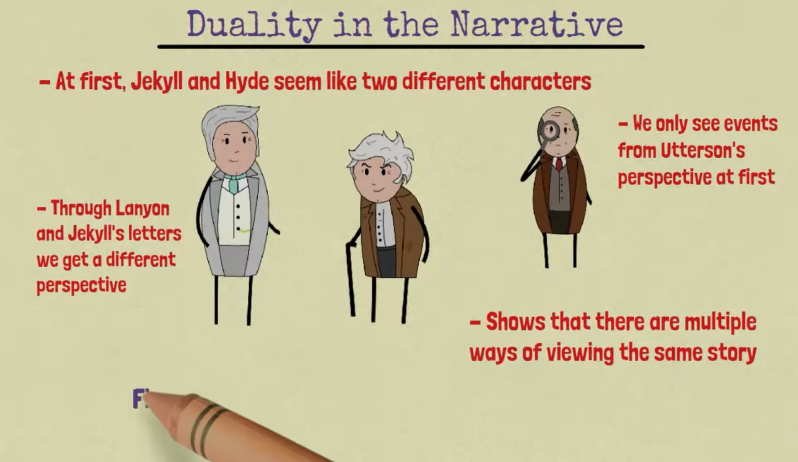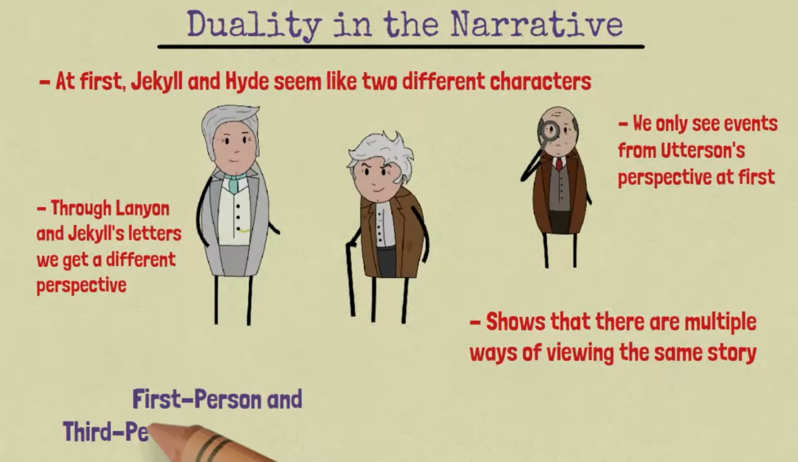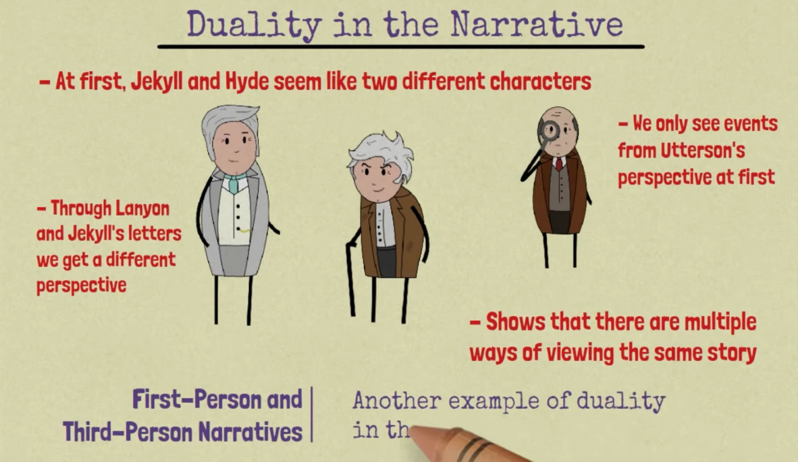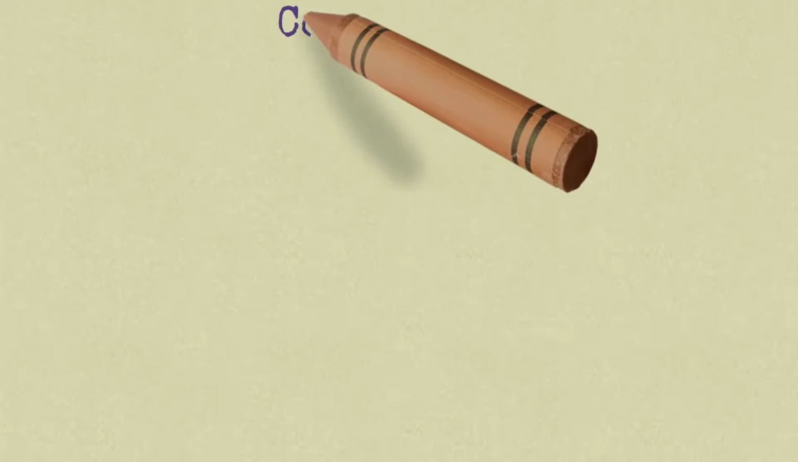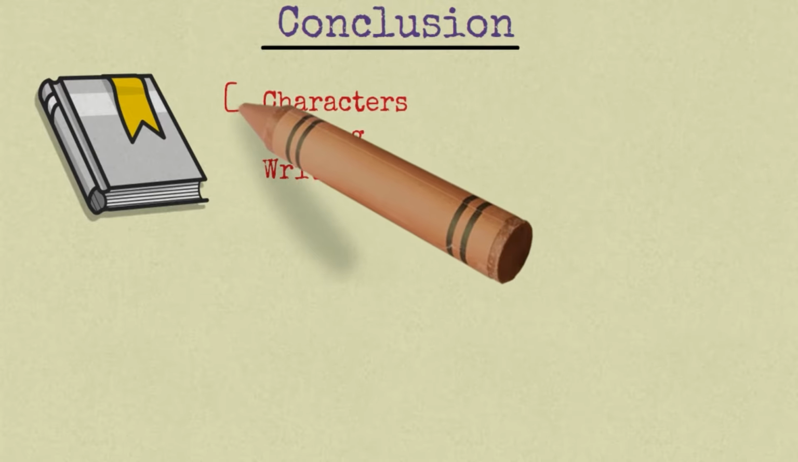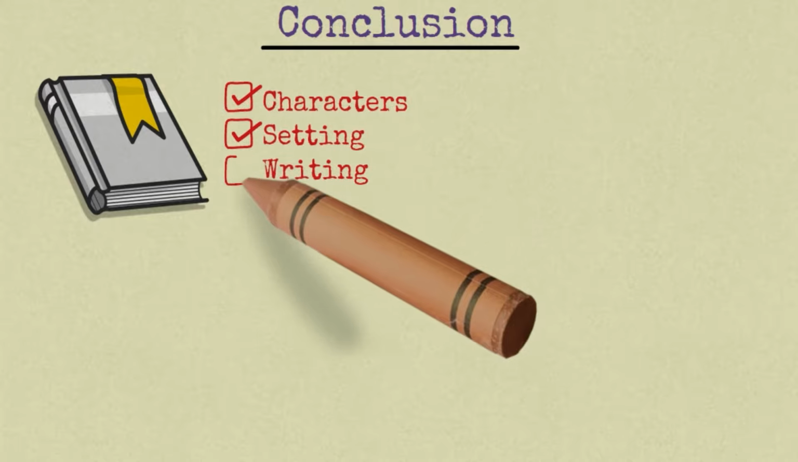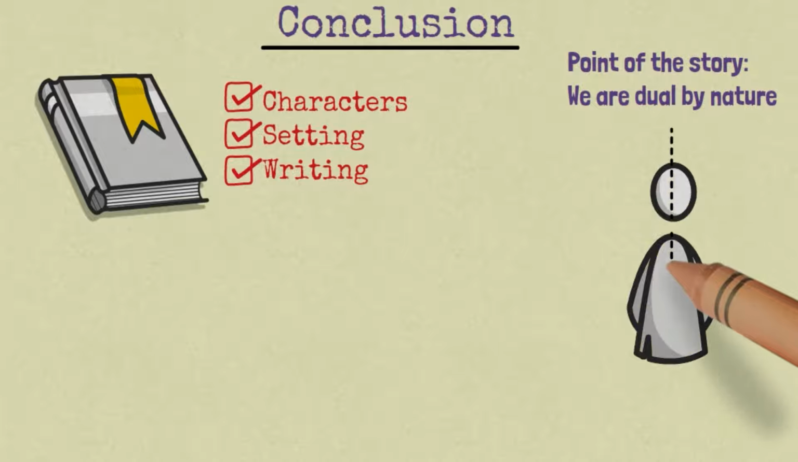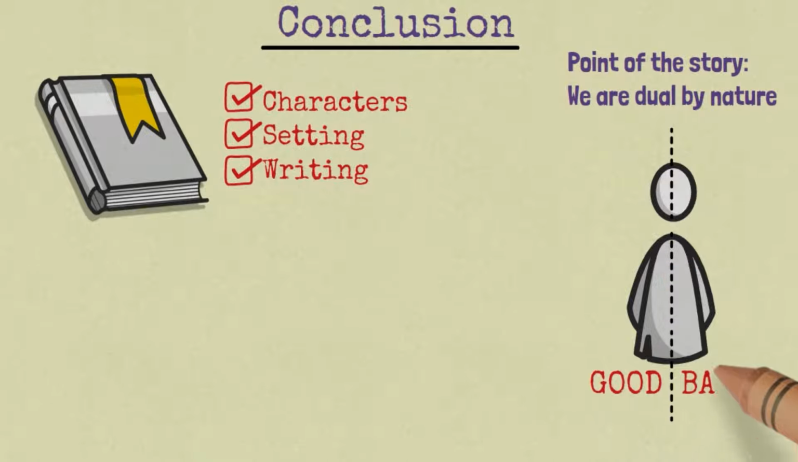Additionally, this story contains both first-person and third-person narratives, which is another example of duality in the actual writing of the novella. So to sum up what we've discussed in this video, the theme of duality is ever present in the story, in the characters, in the setting, and even in the writing. Stevenson is clearly trying to tell us readers that we are dual by nature, with good and bad sides to us whether we like to admit it or not.